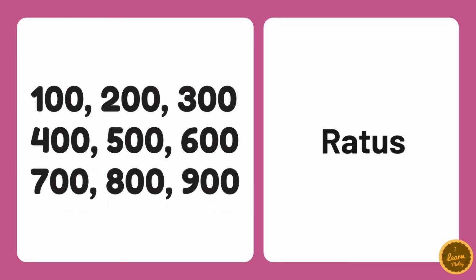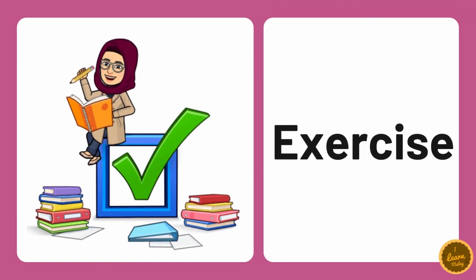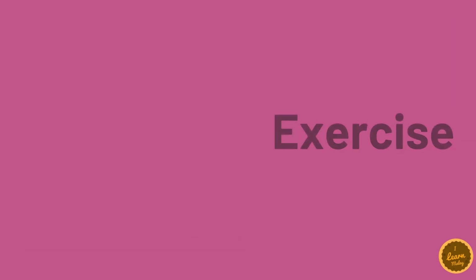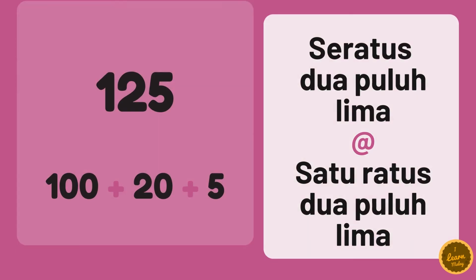For number with 100 in it, like 100, 200, 300, and so on, you will need this word, ratus. Let's do some exercise. 125 is 100 plus 20 plus 5. In Malay, it is 125.